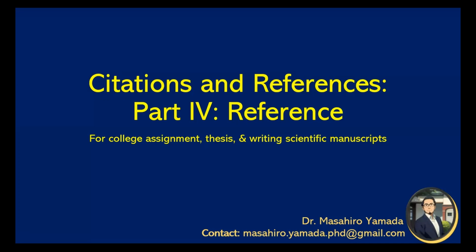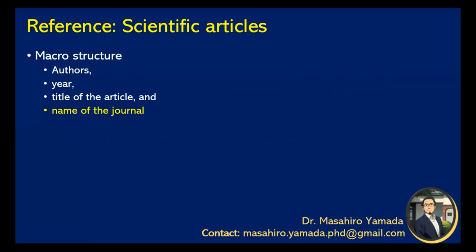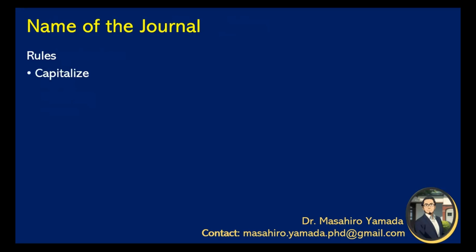In part three, I started talking about the rules for adding references. So we already talked about how to put the authors and year and the title of the articles. The last one and most complicated one is the rules for the name of the journal. So let's go. When you write up the name of the journals, here are some of the rules.